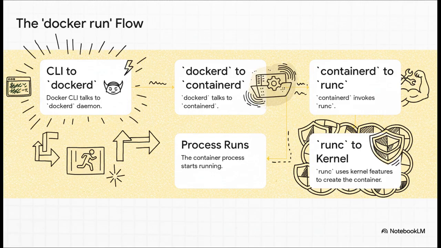Step 4, runc does its thing. It uses those powerful kernel features, namespaces and Cgroups, to build that isolated little world. And finally, your process kicks off, running happily inside its brand new container. See? It's not magic at all, just a few simple layers.